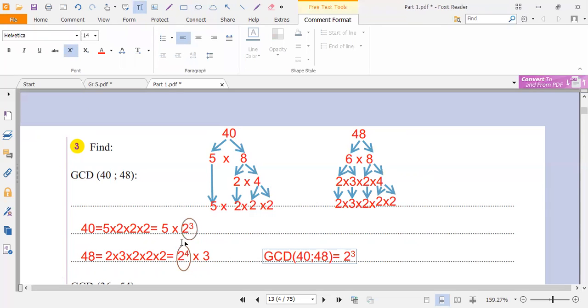We take the common factor with the smallest exponent. So how to remember? We take the common factor with the smallest or greatest? It is inverse to the name, greatest common divisor. So we take the common factor with the smallest exponent.